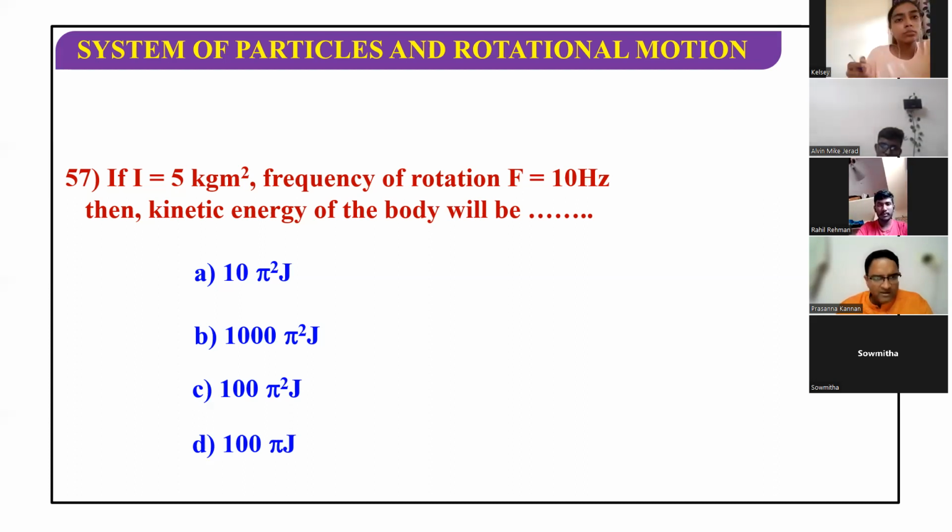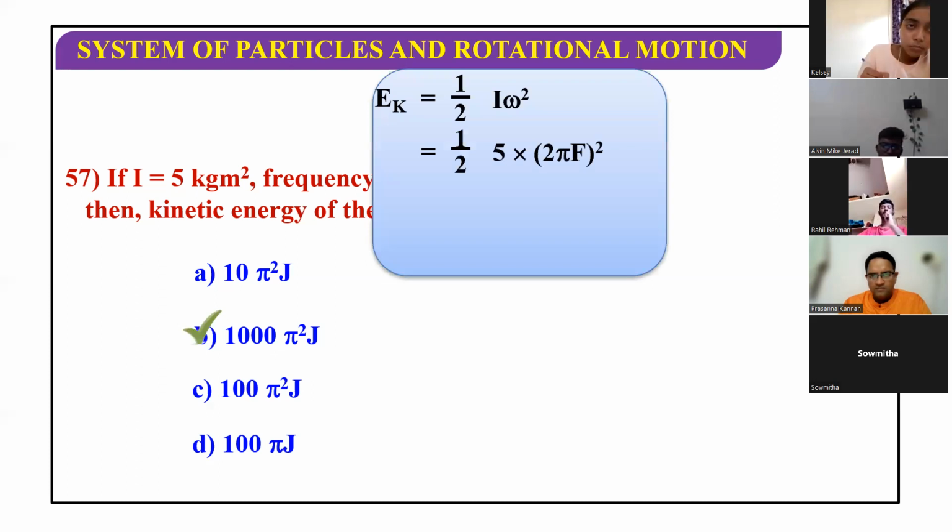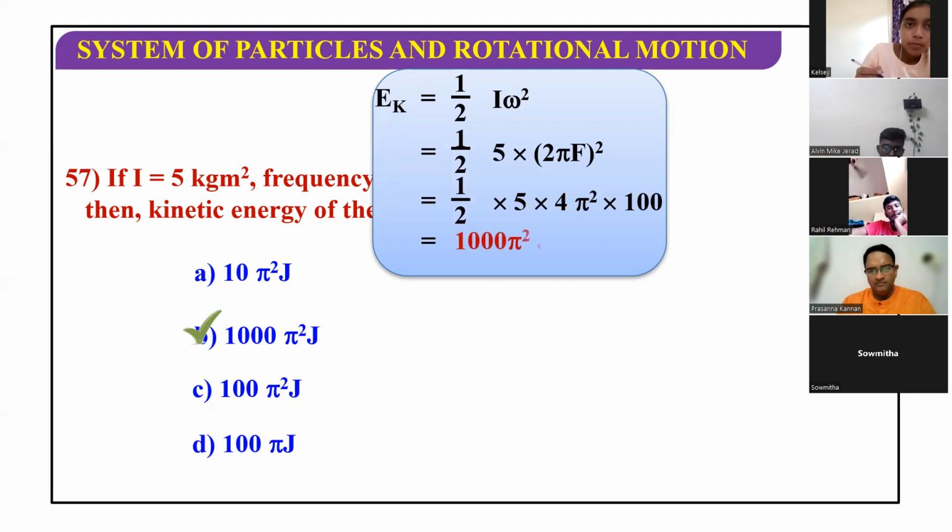So let's look into that. 1 by 2 into I, which is 5, into omega, that would be 2 pi into 10, 20 pi whole square. So 400 pi square into 5 into 1 by 2. So you get 1000 pi square. That's correct. Omega is nothing but 2 pi F. Please note down, everybody.